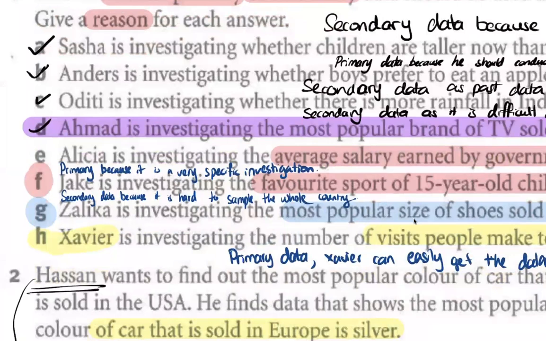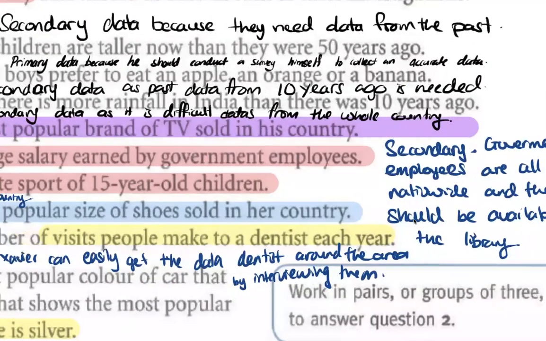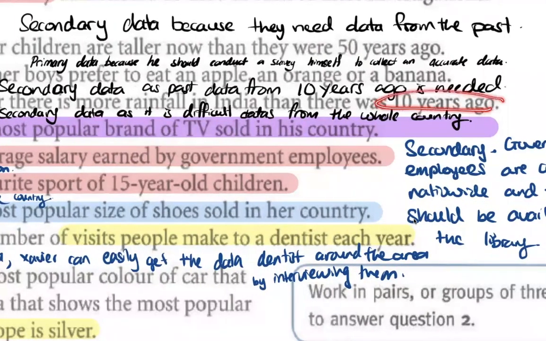Third one, Ajiti is investigating whether there is more rainfall in India than there was 10 years ago. This one you definitely need to use secondary data because we're using data from the past.